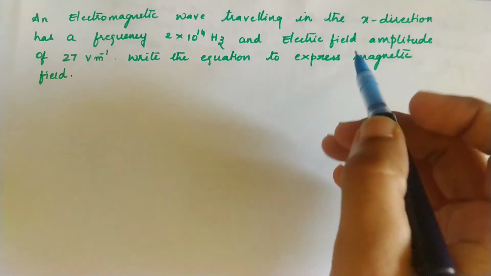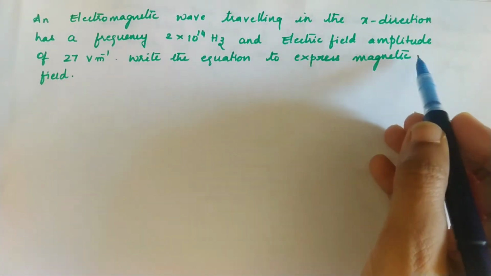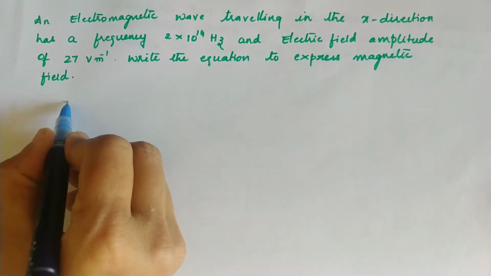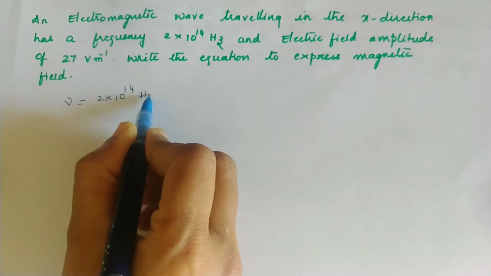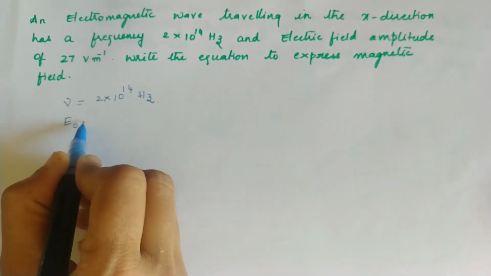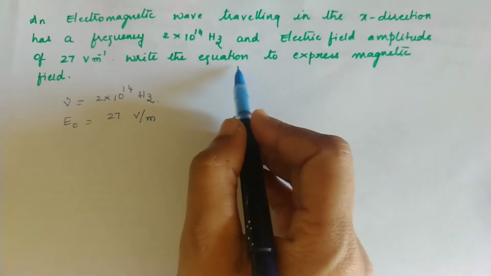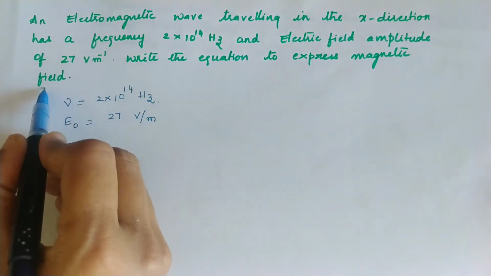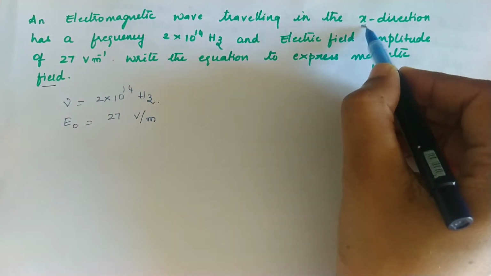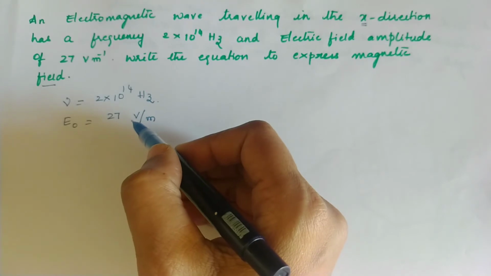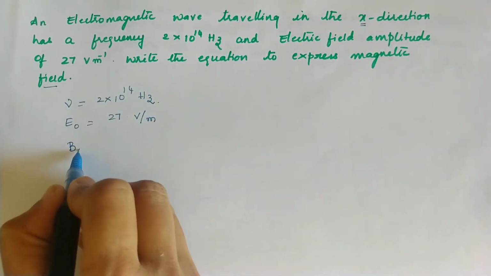So it's an electromagnetic wave traveling in x direction, has a frequency 2 into 10 power 14 hertz, and the electric field is having an amplitude. Okay, we know the frequency is 2 into 10 power 14 hertz, and E naught is given as 27 volt per meter. With this data, they are asking you to write the expression for magnetic field. Since the wave is traveling along x-axis, electric and magnetic field should oscillate in y and z directions.